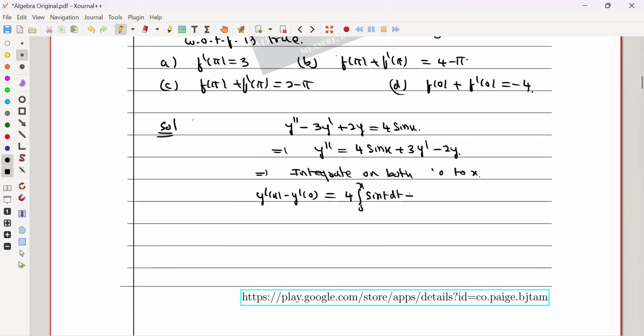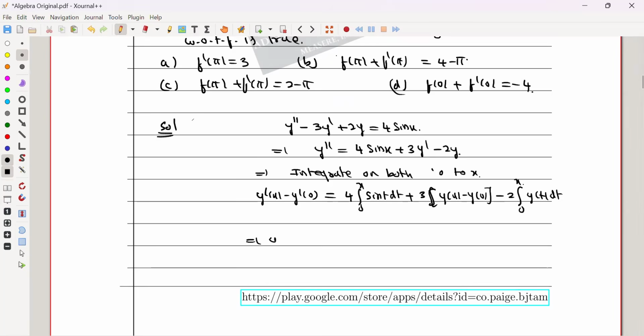sin t dt plus 3 into integration of y dash. Integration of y dash is y, sir. So that means y of x minus y of 0 minus 2 into integration of y of t dt, limit from 0 to x, right?